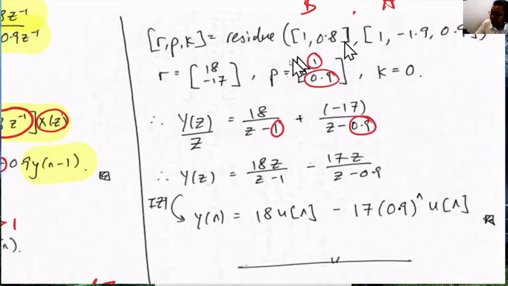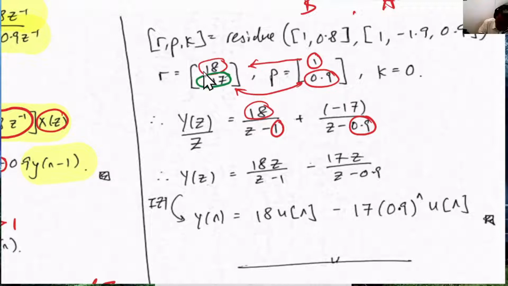So this P will be inserted here, and 18 is associated with the first coefficient and minus 17 is associated with the second. So 18 goes to where the first guy is, and now I use the color green. The second guy goes to here. So minus 17 goes to here because it is associated with the second pole. This one.